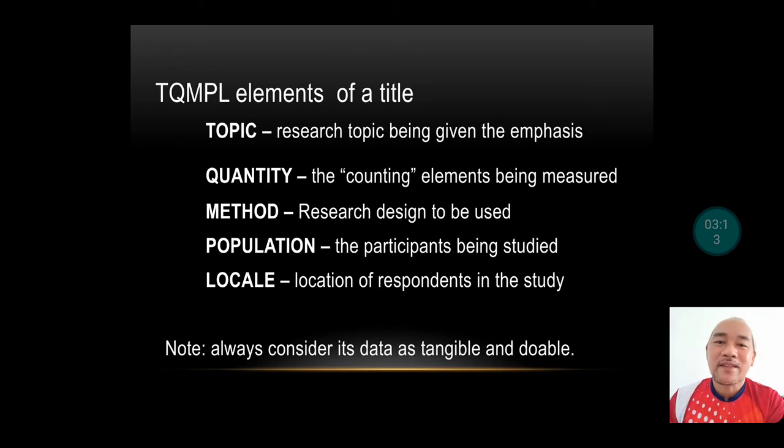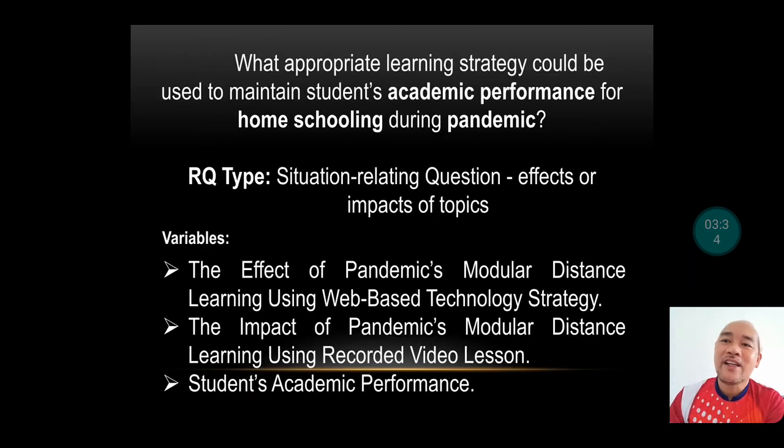Then to make the summary, I call this the elements of the title. The title should contain the TQMPL: the topic, and then the quantity, then the method, the population, and the locale. That's why I called it TQMPL.